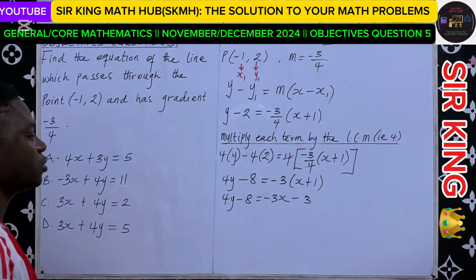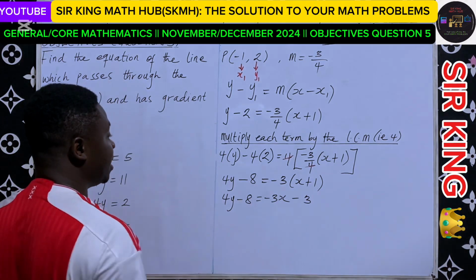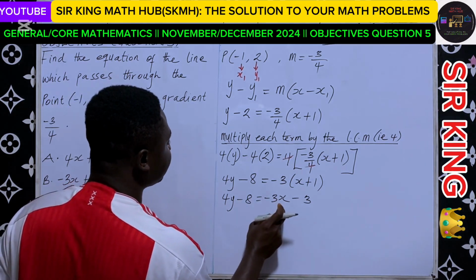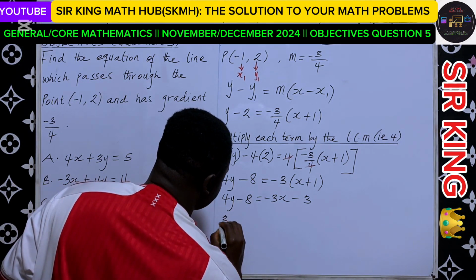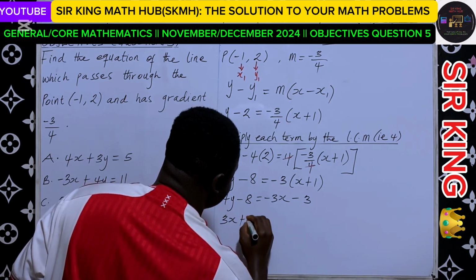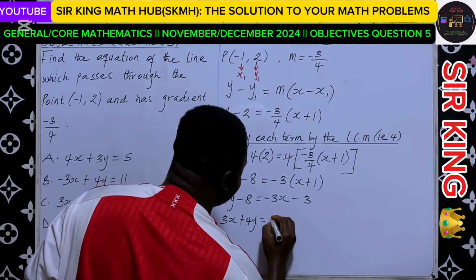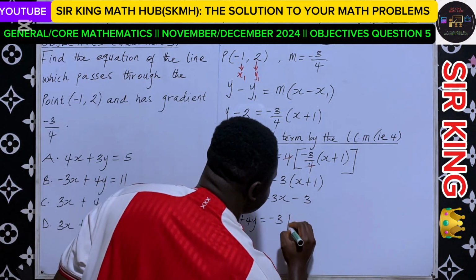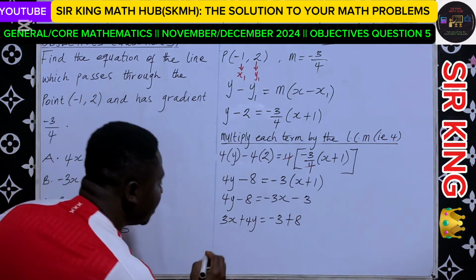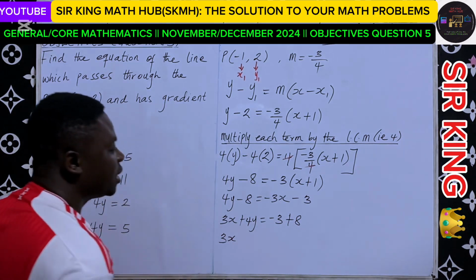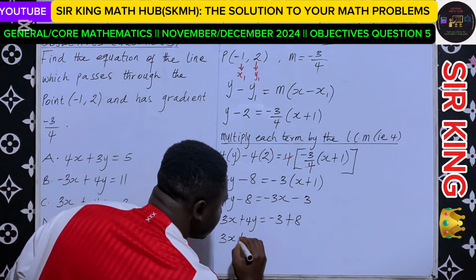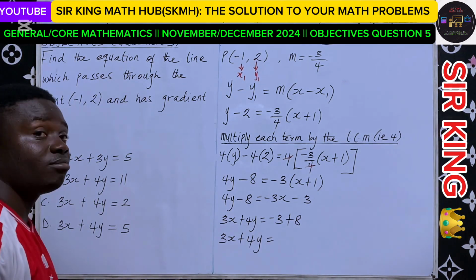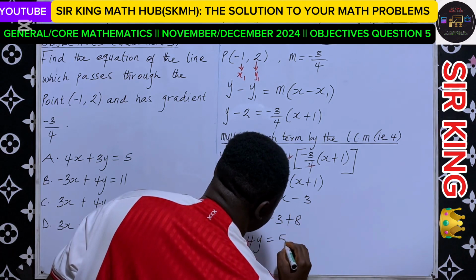So alphabetically we know that x comes before y, so let's begin with x. So let's transpose -3x to the left. It becomes +3x plus 4y is equal to, we have -3 here. We equally transpose -8 to the right, it becomes +8. So finally, we have the equation of the line to be 3x plus 4y is equal to -3 plus 8. That is +5.